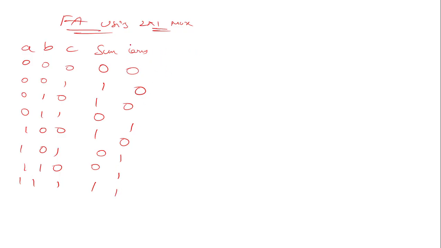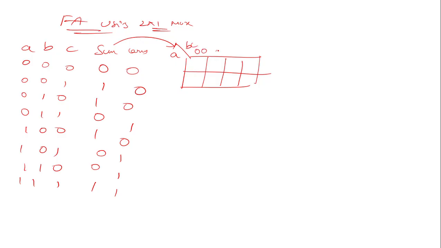Now we have to draw the K-map. I think we all are familiar with K-map. There are 3 variables, so you get 8 cells here. You can take the combination of A, B, C like this: BC as 00, 01, 11, 10, and A as 0 and 1. Then write the cell numbers 0, 1, 2, 3, 4, 5, 6 and then 7.